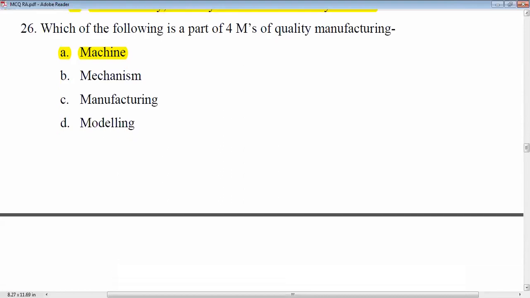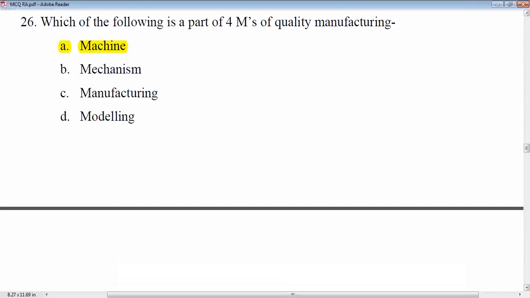Let's move to the 26th multiple choice question. Which of the following is a part of 4 M's of quality manufacturing? The options are option A is machine, option B is mechanism, option C is manufacturing, option D is modeling. Which of the following is a part of 4 M's of quality manufacturing? So the correct answer is the machine. Machine is the part of 4 M's of quality manufacturing.